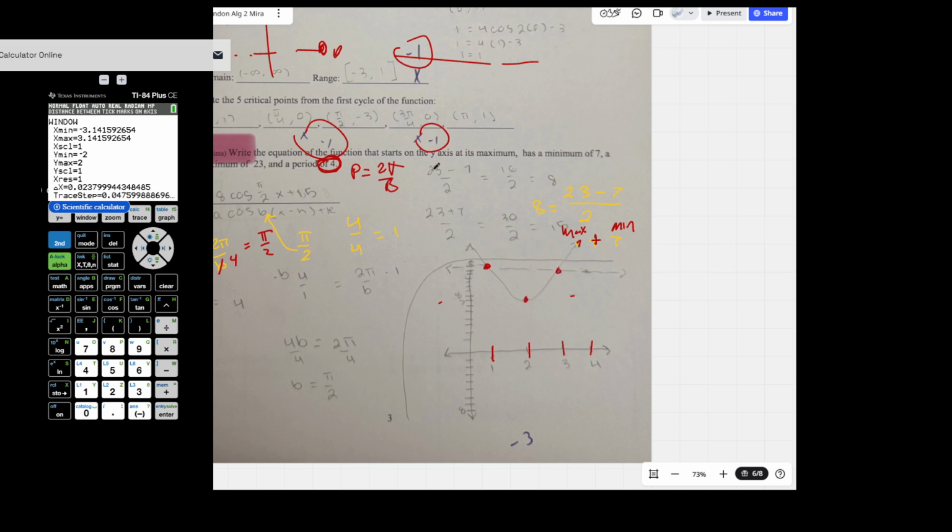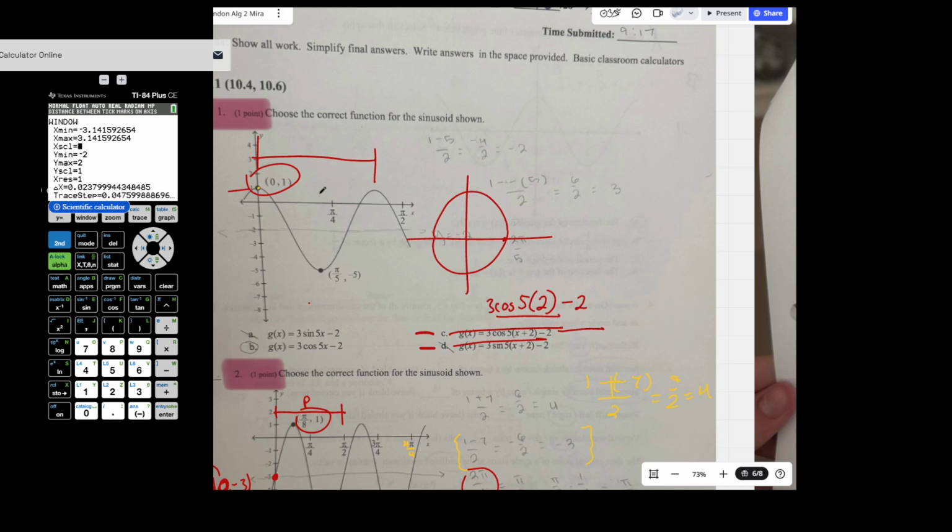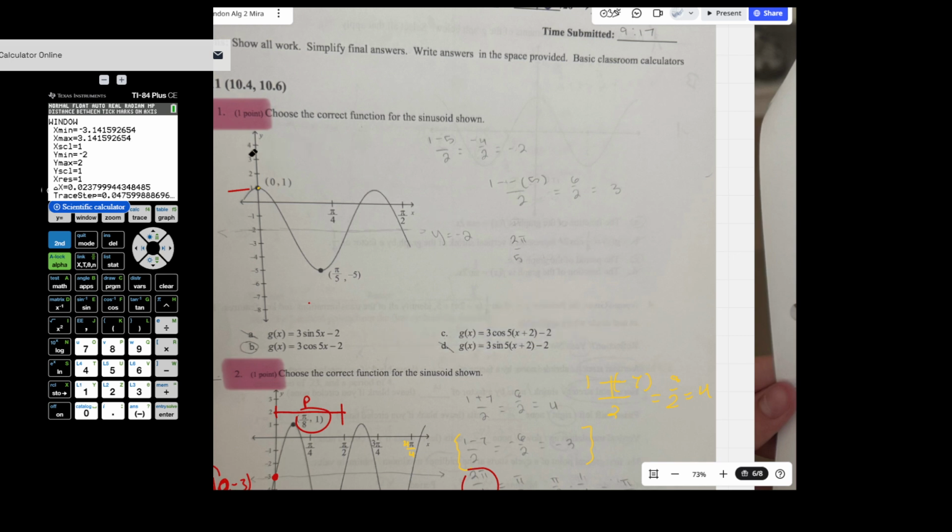So here they're giving us a graph and asking us to figure out which equation goes with it. You could plug each of these into your calculator, but that would take time. The easier way is just to pick a point on the graph. That's the easiest point, and plug that x value into each of these ones. It kind of requires you to be a little bit familiar with your unit circle.